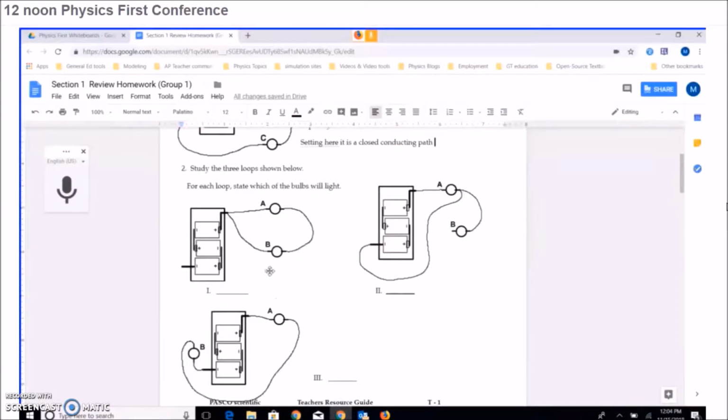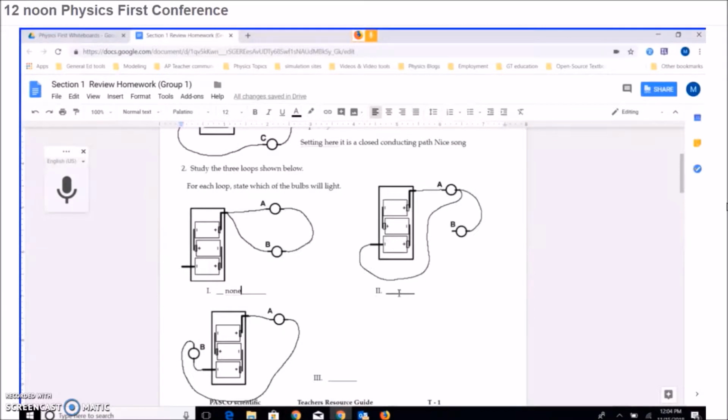Number 2, it says for each loop, state which bulbs light. So for number 2 here, which bulbs light here? None. Nice. So I'll go ahead and type it. None.